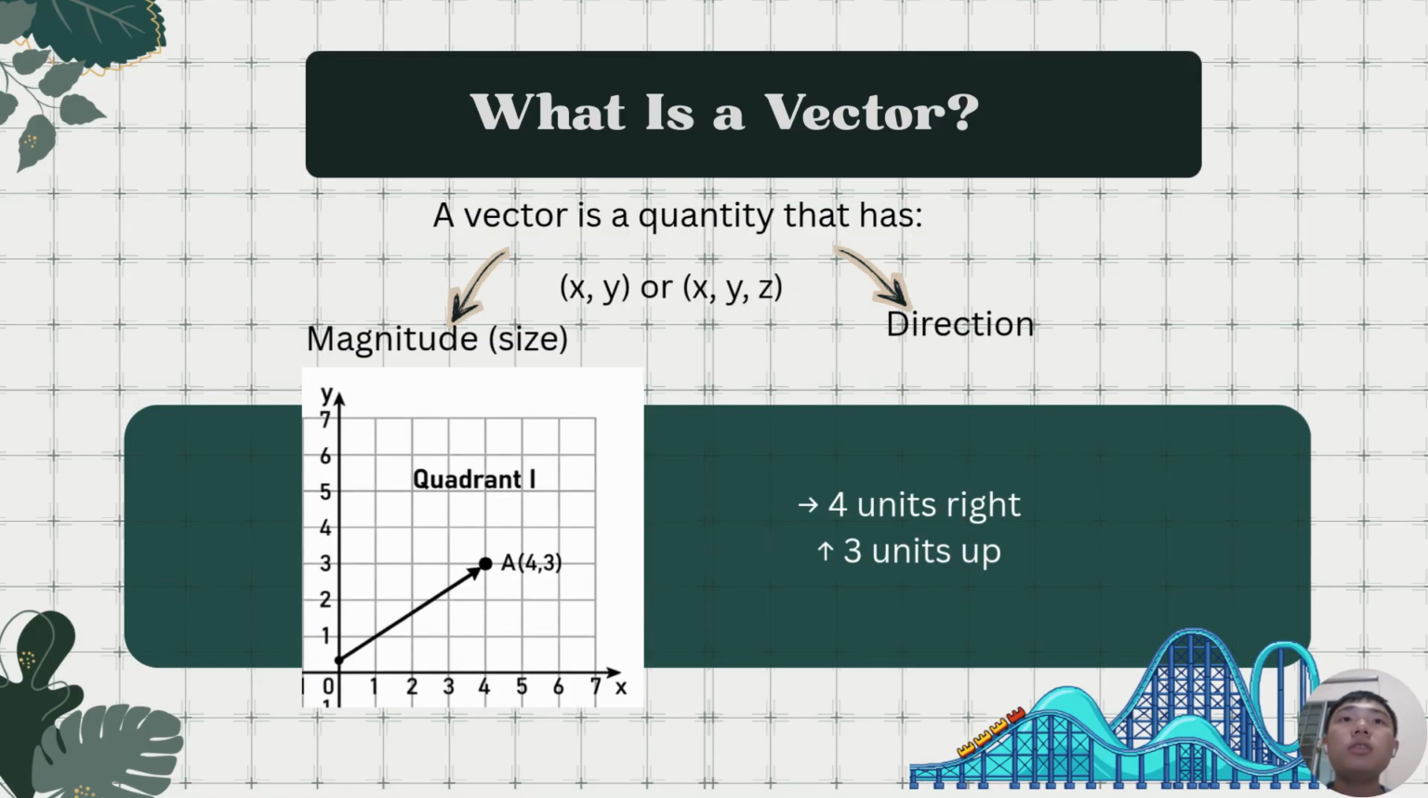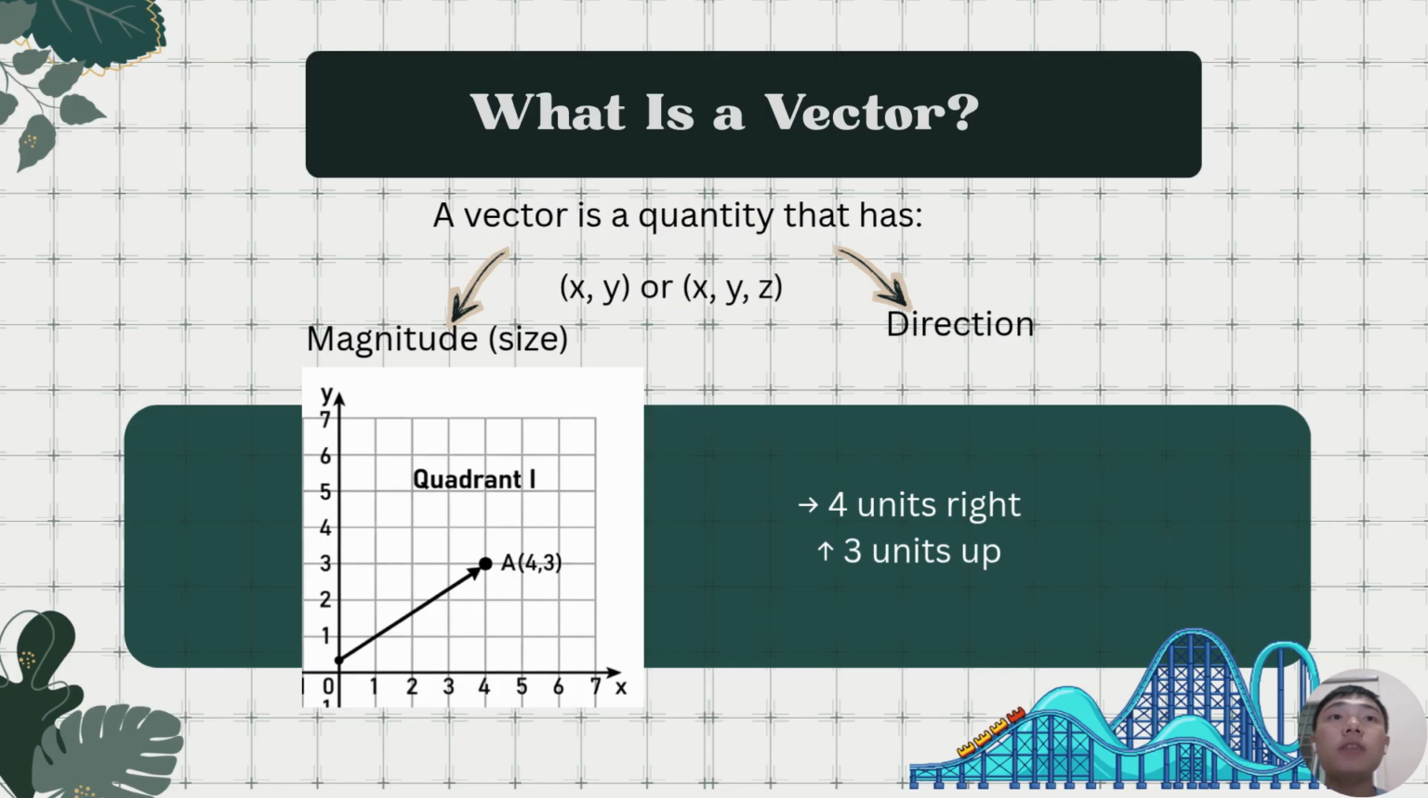Alright, so a vector quantity is a quantity that has two important elements, which are magnitude and direction. The magnitude refers to the size or the length of the vector. For example, if an object moves 5 meters, then the 5 meters is the magnitude. Direction tells us where the object is moving, such as north, east, or upward. When the magnitude and direction are combined, we get a vector.